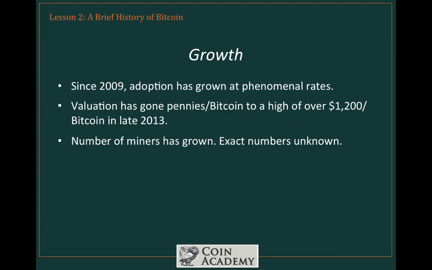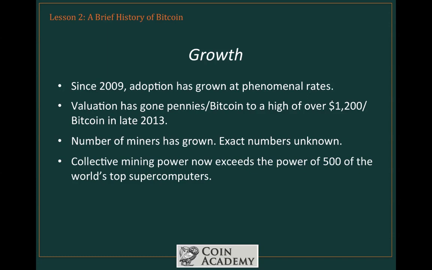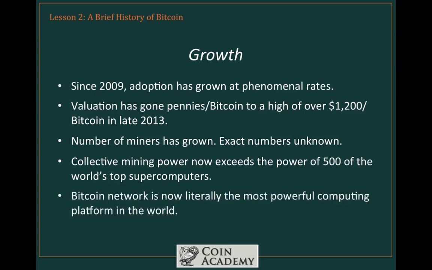The number of miners, that is, the people who help validate the transactions in exchange for being given new Bitcoin, has grown dramatically. The exact numbers of miners are unknown, largely because many of them have banded together to form what are known as mining guilds. So they pool their computing power to perform the task, and they share in the benefits of that. The collective mining power we know, however, now exceeds the power of 500 of the world's top supercomputers. Put another way, the Bitcoin network is now literally the most powerful computing platform in the world. Let that sink in for just a minute.